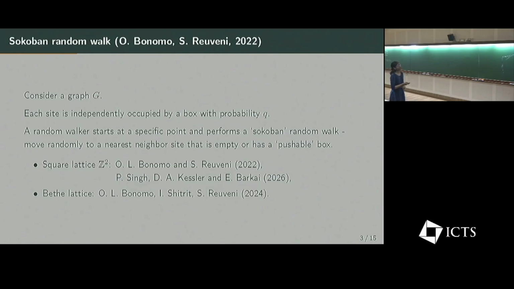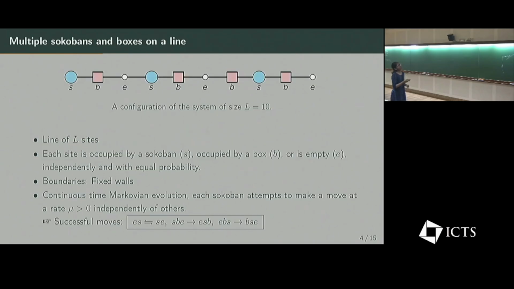So these are some earlier works on this model. These involve a single random walker on some graph. Prashant Singh talked about his work on Z2 on Monday. So we are interested in a variant of the Sokoban random walk model. Our model involves multiple Sokobans and boxes on the integer lattice.